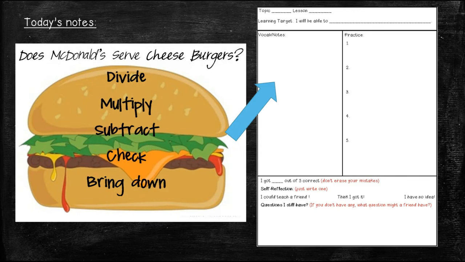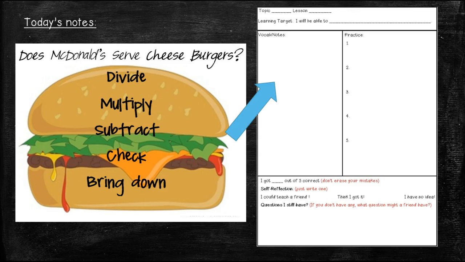Welcome back. I also want you to write this under your notes category. It's just another way to help remember the different steps involved in long division. This is how I remember it. Does McDonald's serve cheeseburgers? No, I don't want you to research it and tell me whether they do or not. We're just going to use this to remember the steps in long division.